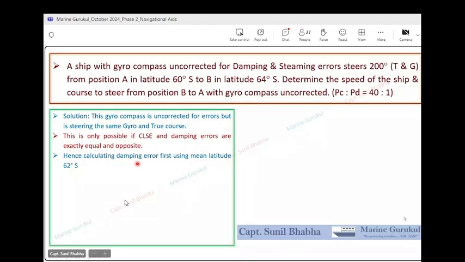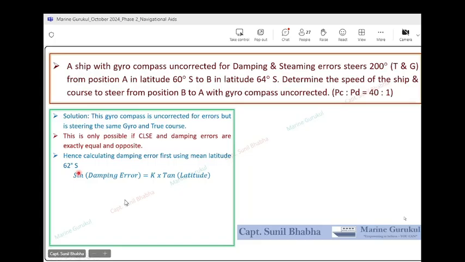Now we have the information to calculate the damping error. So let's calculate the damping error first using a mean latitude of 62 degrees south. Now you see the ship is moving from 60 degrees south to 64 degrees south. Whenever the ship is moving, the latitude will be changing continuously, and the damping error will also be changing continuously. So whenever we are calculating the damping error for a particular stretch, we use the mean latitude to get the damping error. So 60 degrees south to 64 degrees south, the mean latitude comes out to 62 degrees south.